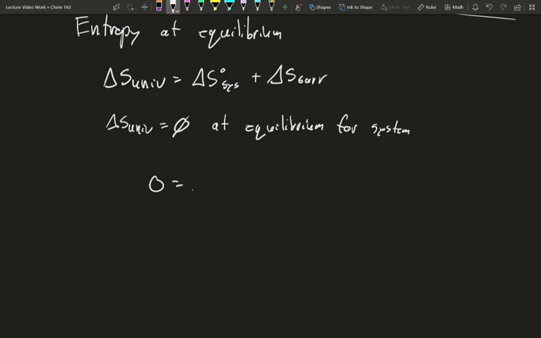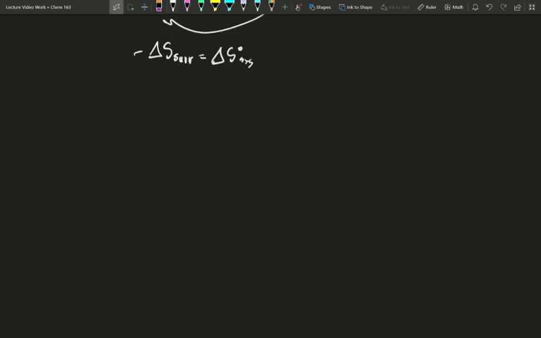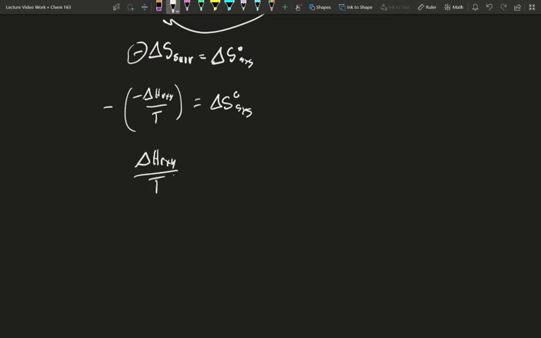Well, in which case 0 equals delta S of the system plus delta S of the surroundings, which we can subtract. The negative delta S of the surroundings must equal the delta S of the system. Remember, the delta S of the surroundings is negative delta H of reaction over T, the negative out front for this one. That must equal the delta S of the system. Negative, negative cancel, so the delta H of the reaction over the temp must equal the delta S of the system at equilibrium.